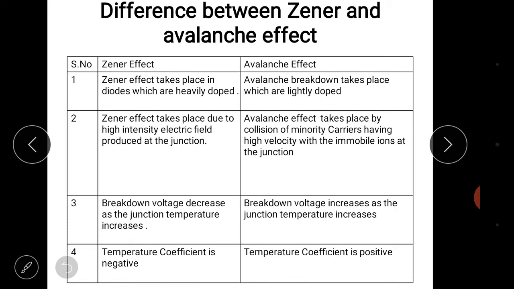Now let us differentiate between Zener effect and avalanche effect.